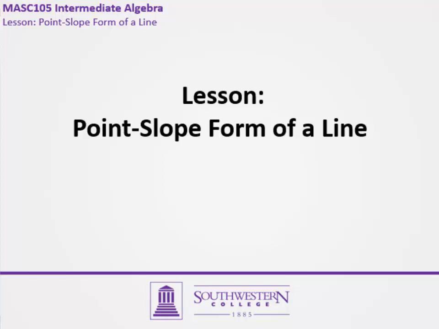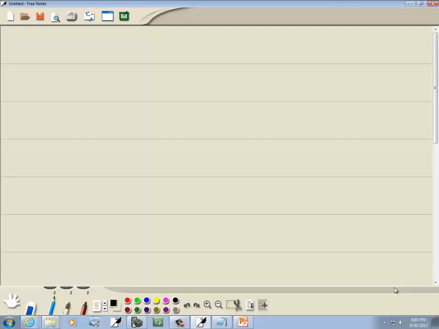Let's talk about the point-slope form of a line. Now, just to refresh your memory, we have the slope-intercept form. Slope-intercept form looks like this: y is equal to mx plus b.